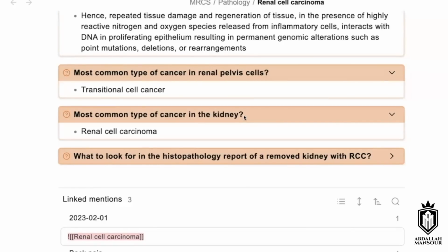That's right. And what to look for in a histopathology report from a removed kidney when you're suspecting renal cell carcinoma? Okay, we need to see the microscopic feature. The macroscopic feature, we need to know the shape and the color, and if there is any area of prominent cyst.